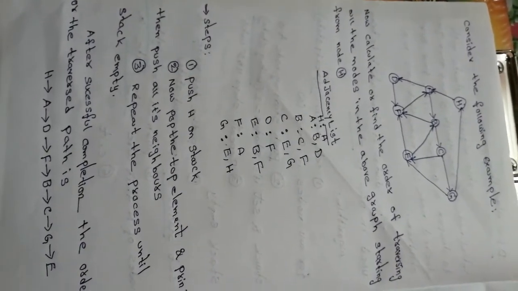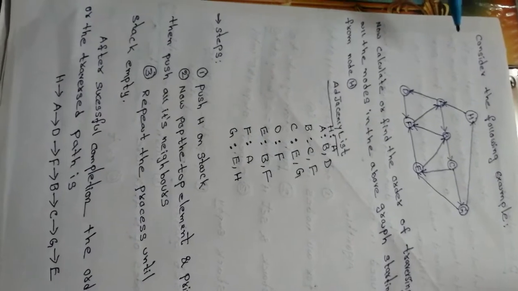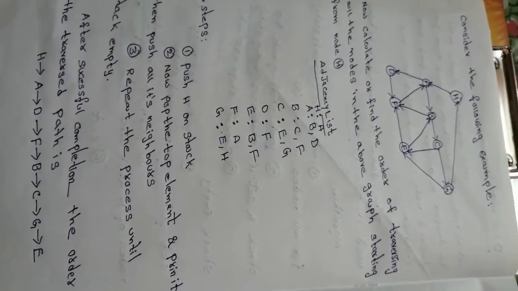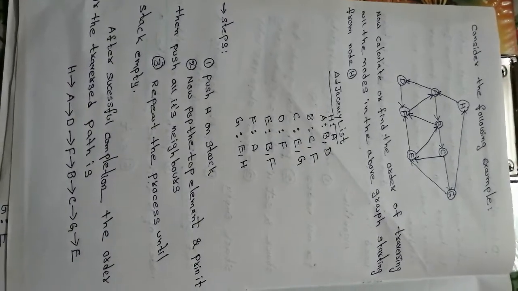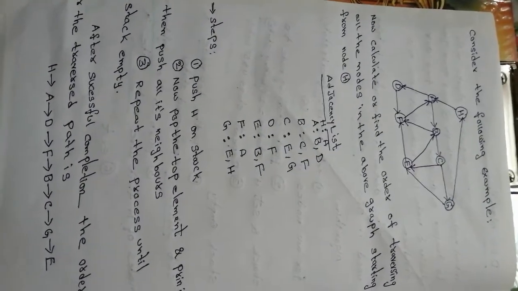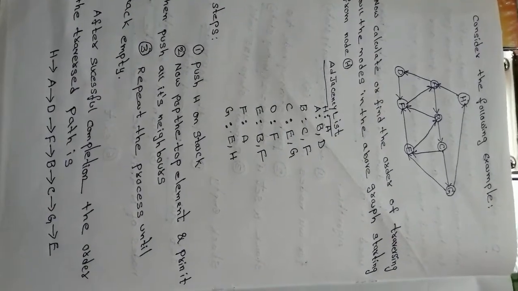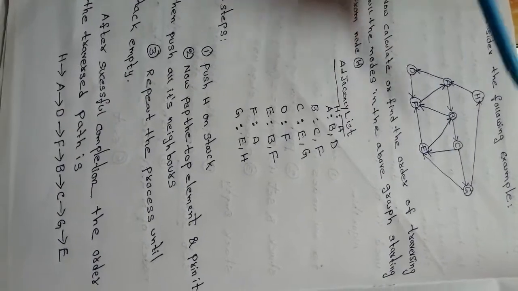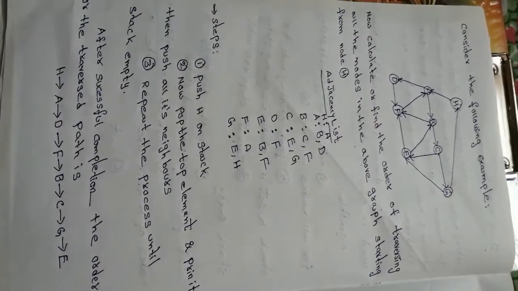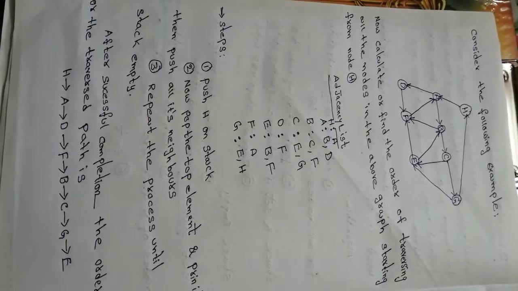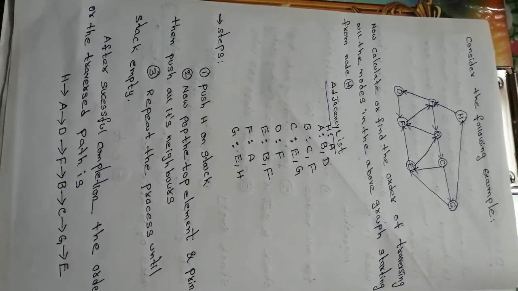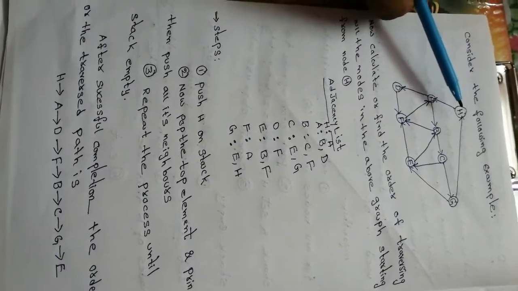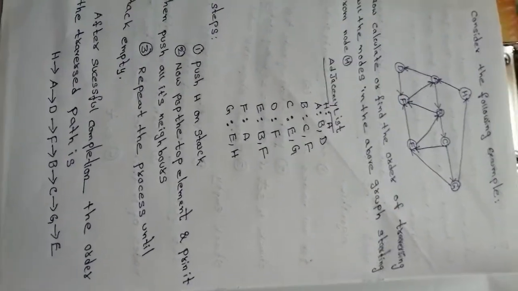Now we discuss the following example. Consider the following graph with a set of vertices and edges. Find the order of traversing all the nodes. I need to move from node H to the last node G, traversing all the nodes. What is the minimum path in traversing all the nodes? We are starting from node H with depth first search, and we need to traverse all the nodes.